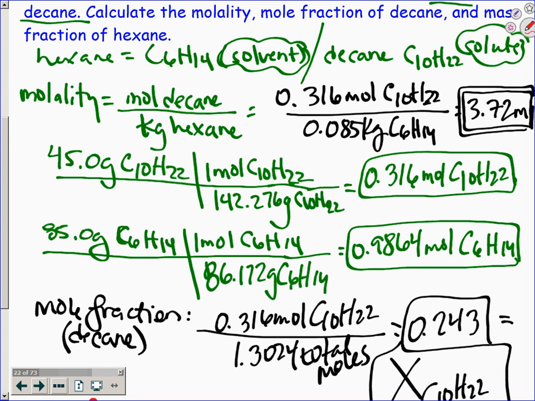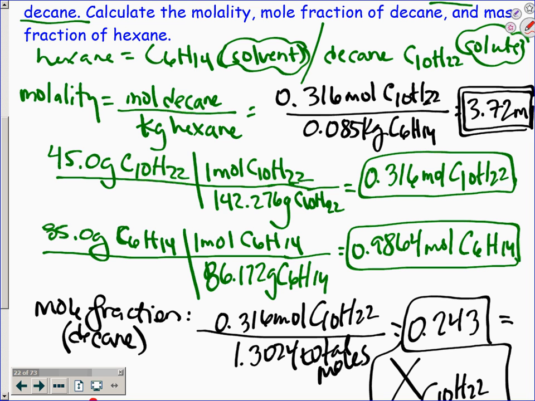So both your moles, give me a quick check. Hexane and decane, do we get approximately the same? Yes. All right, so then it depends on how many sig figs you use throughout your calculations as well. For molality you're using moles of decane, because that's the smaller amount, over kilograms of hexane, which is your solvent, and then you should get 3.72 little m. That's how we denote molality.